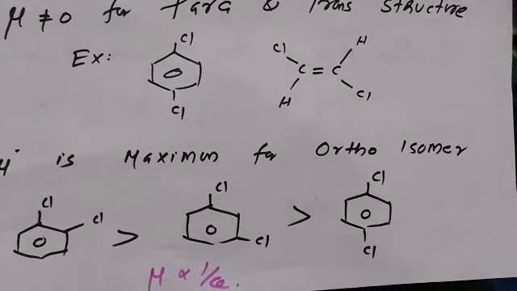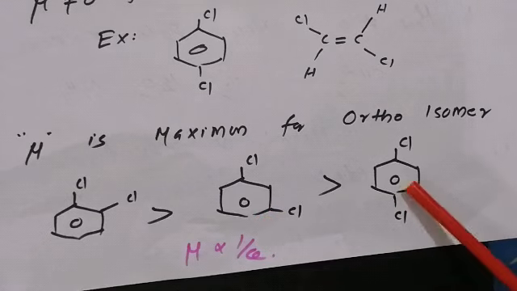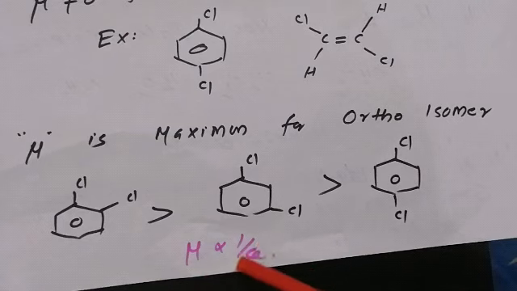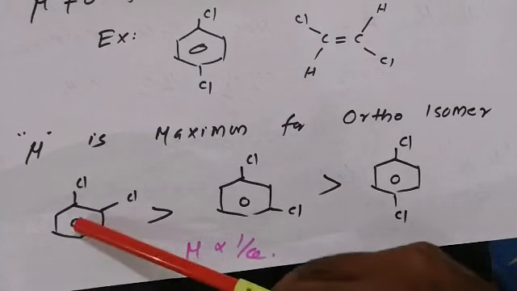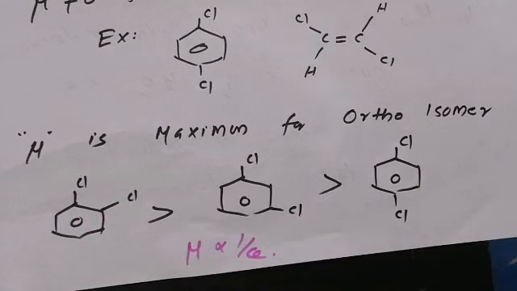Now, look here. You are given ortho, meta, para. Para has 0 dipole moment. Ortho has the maximum dipole moment. What is the trick? Dipole moment is inversely proportional to angle. What is the angle here? 60, 120, 180. When the angle increases, the dipole moment decreases.